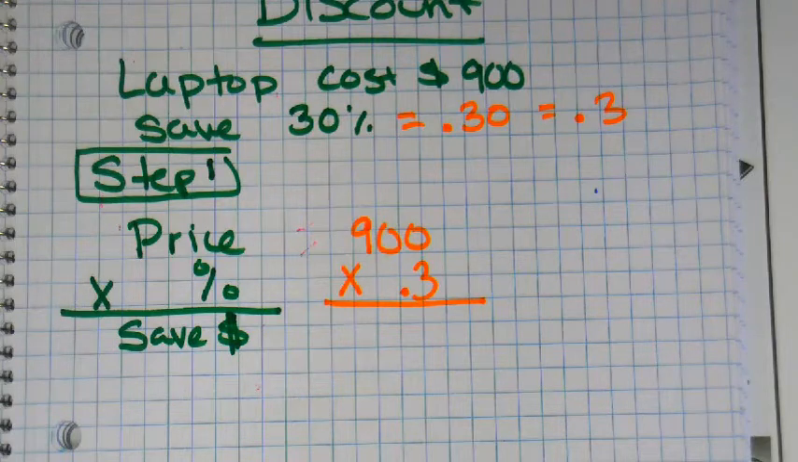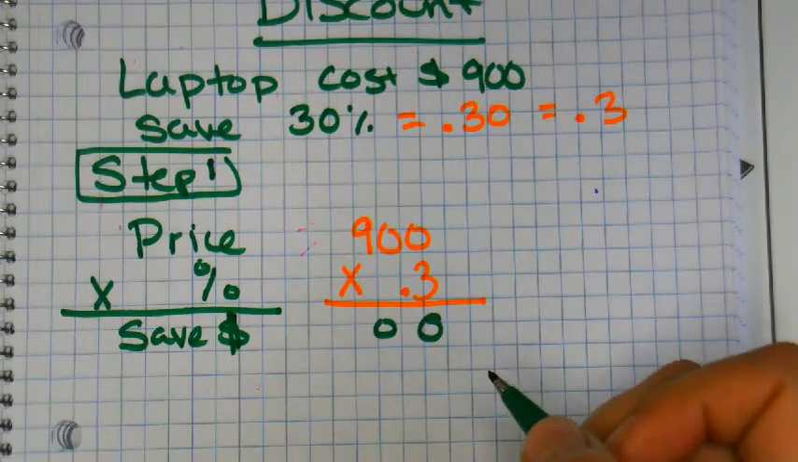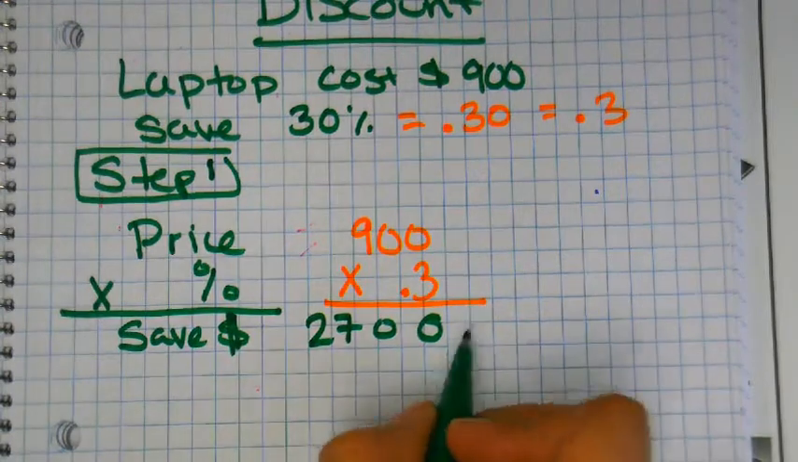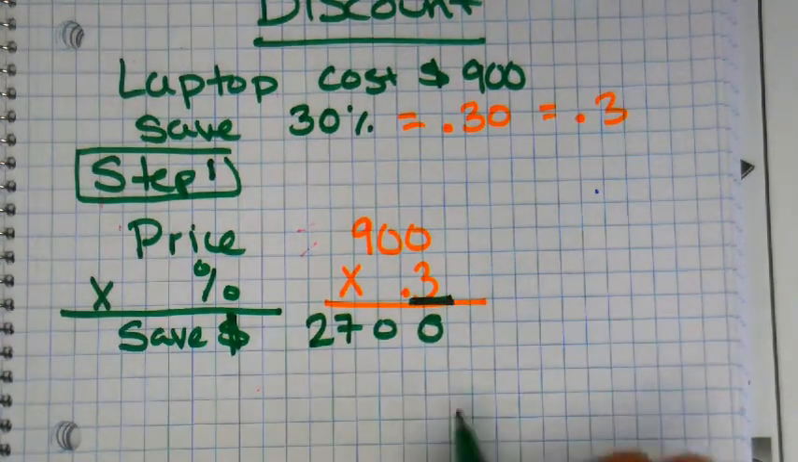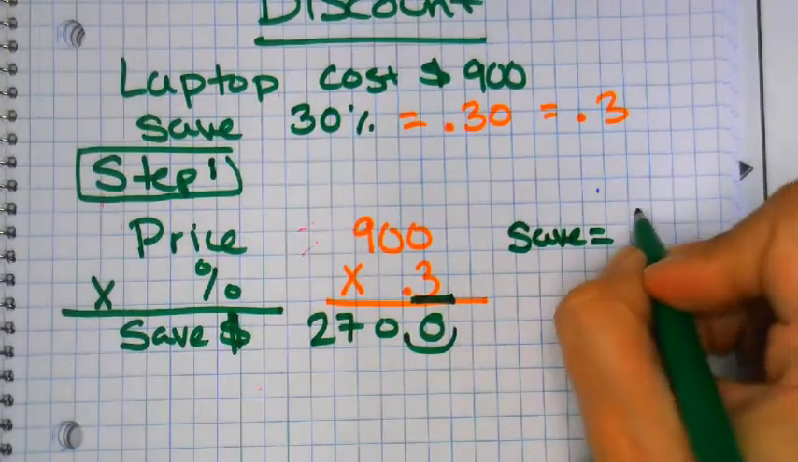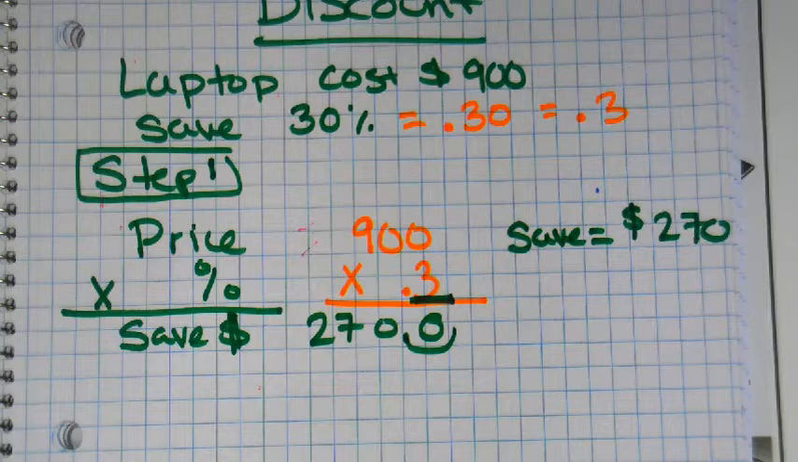Save money. I guess I should put the dollar sign in the front. Okay, now take 900 and multiply by 0.3 just like your do now. That's why we had that on the do now. Three times 9? 27. How many times do I move my decimal? So how much do you save? 270. Is that how much I'm going to pay? No, this is how much they're going to take off. This is how much you save. Okay, so that's step 1, how much you save.